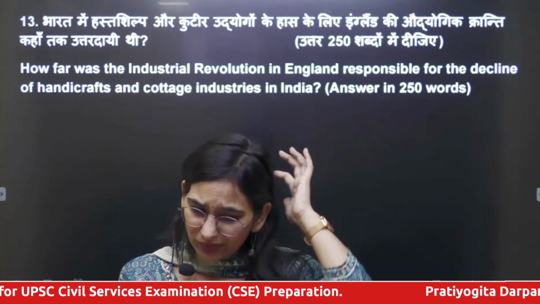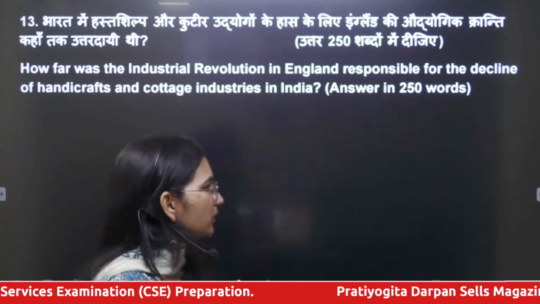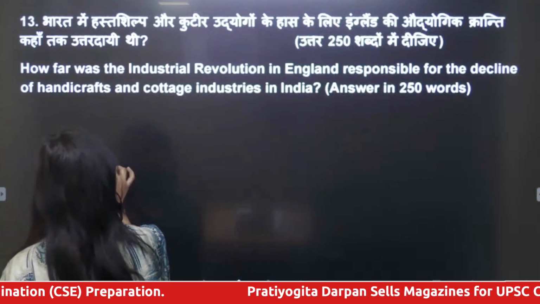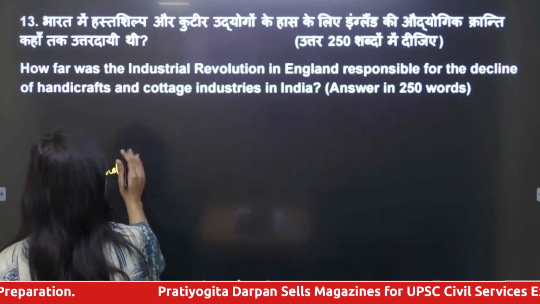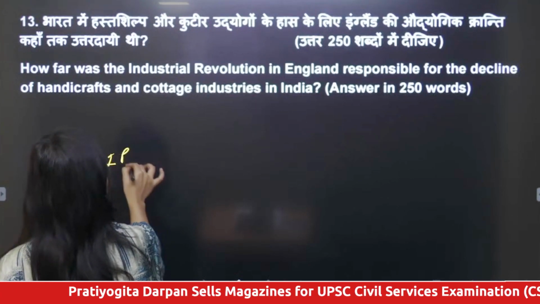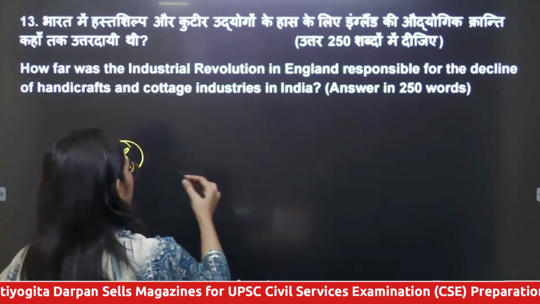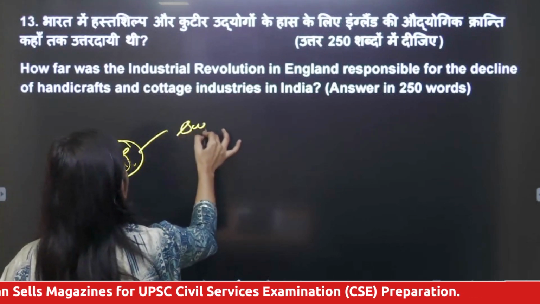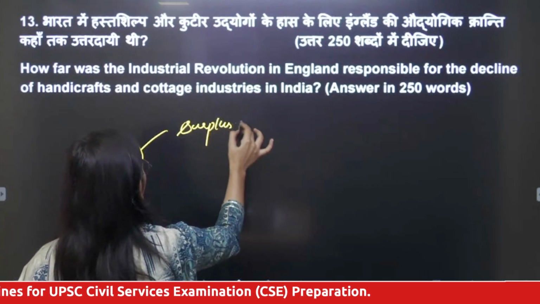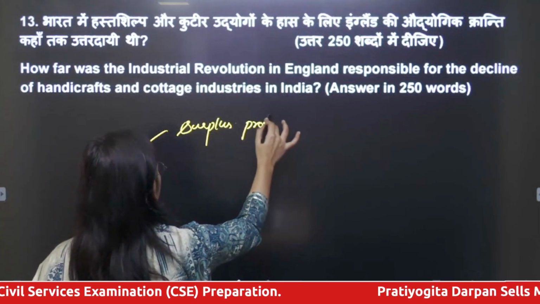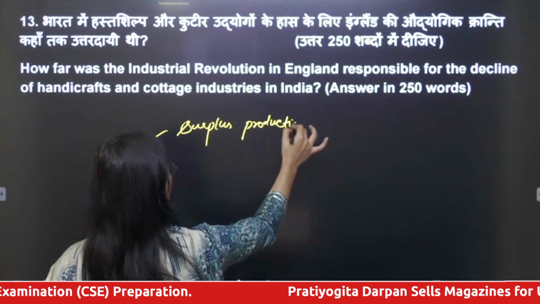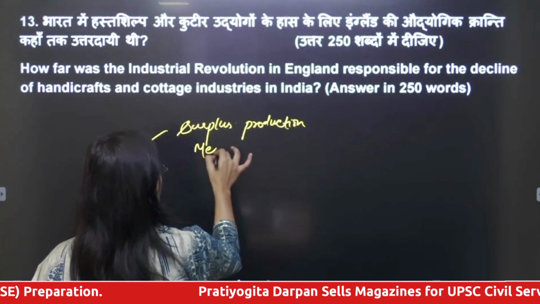So when the industrial revolution is there, let's understand a bit. IR, industrial revolution. And in the industrial revolution, what do you have? Surplus production, and that is, you can say, mechanization as well.